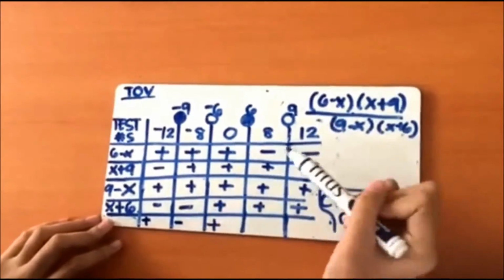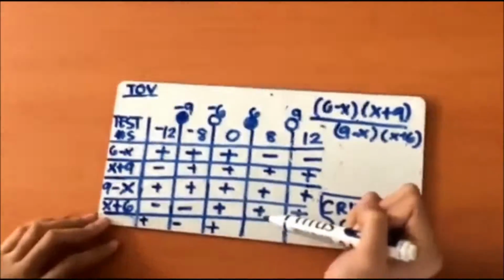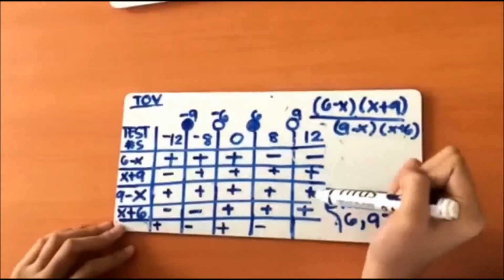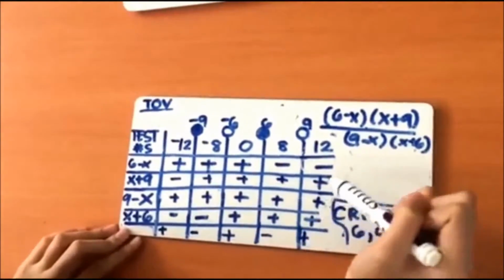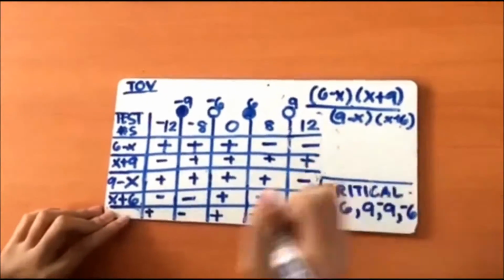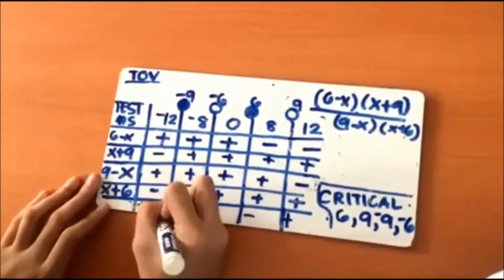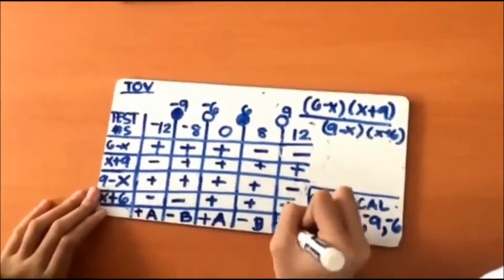The end answer will then determine the position of the graph, whether it's located below the x-axis or above it. A positive sign indicates that the graph is located above the x-axis, while a negative sign indicates that the graph is located below the x-axis.